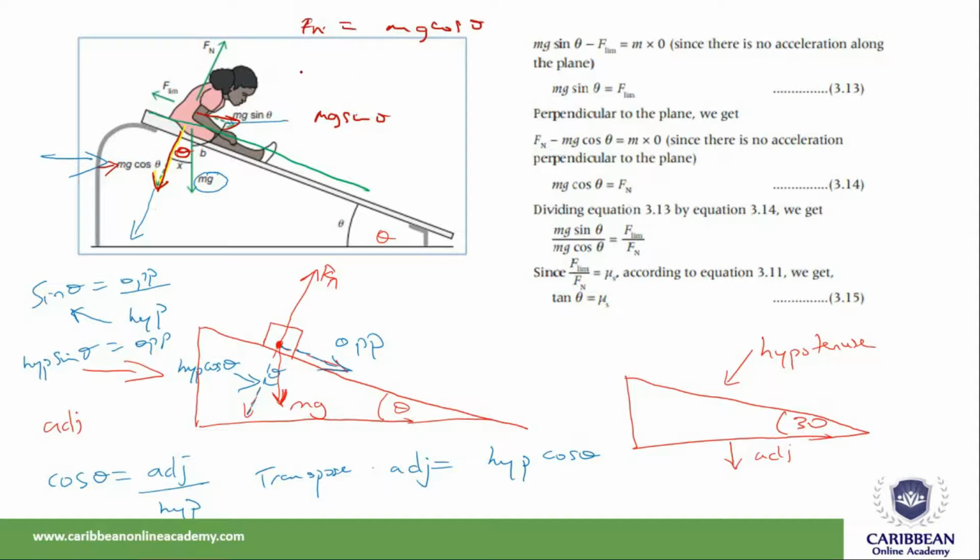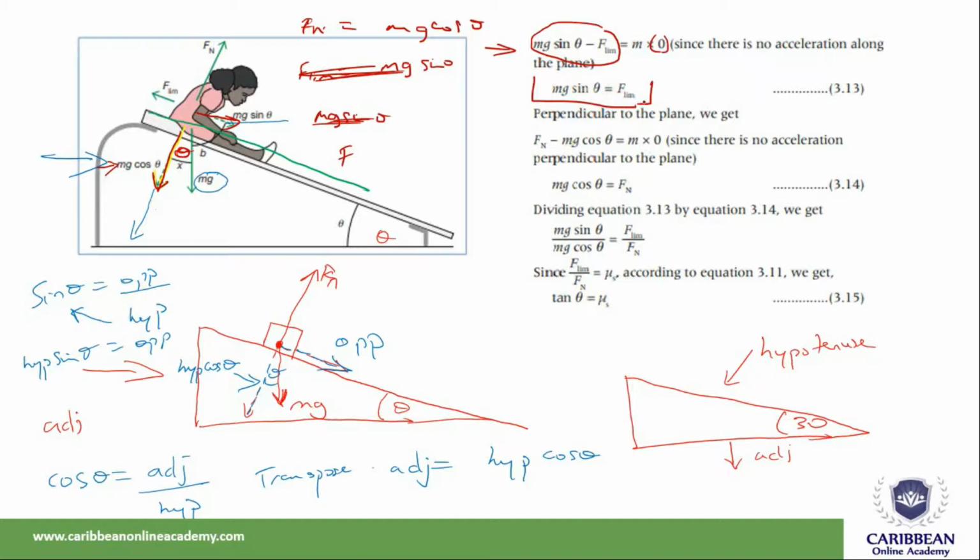Now we can also see that the limiting frictional force is equal to mg sine theta. They are equal because the girl here is not moving, so you can follow from here. Because there's no acceleration along the incline, our net force would be mg sine theta minus the limiting frictional force equals mass times acceleration, but acceleration is equal to 0. So for that reason, we get that mg sine theta is equal to the limiting friction.